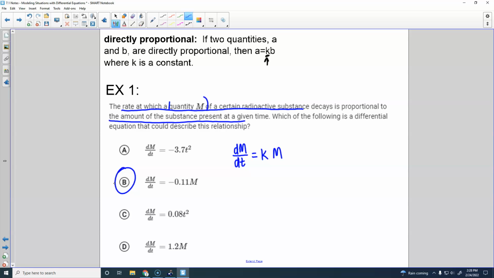Why is it not D instead of B? This is decay, so it's going to be negative. Okay? Would any decimal, positive or negative, be decay? It would have to. It's more to do with whether or not that number is negative.